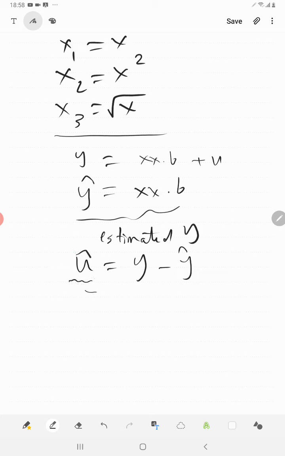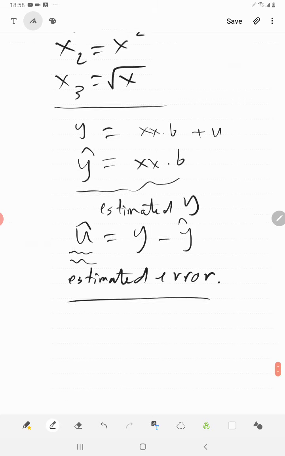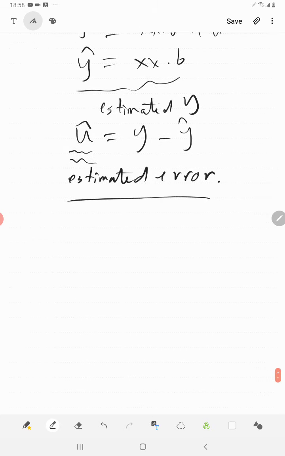This is what we call the estimated error. Now, from this estimated error, if we determine the mean of u, we'll find it is 0. Now, how do we determine the covariance matrix of the coefficients?